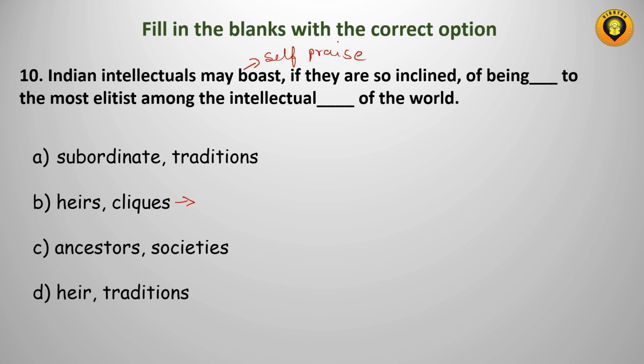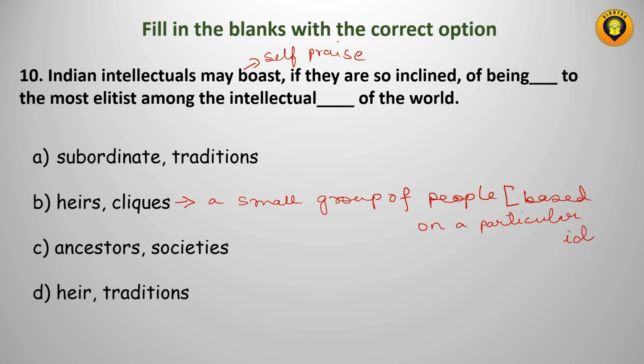Now, here, clique is a new word. It's a kind of small group of people based on a particular idea. For example, a group of people who have the same kind of taste in literature, or a group of people who are foodies, or a group of people who are very creative, involved in painting or art, or a group of people involved in the field of music. They know the various kinds of musical instruments, their use, their sound, their significance. So cliques always refer to a group of people based on the same taste.